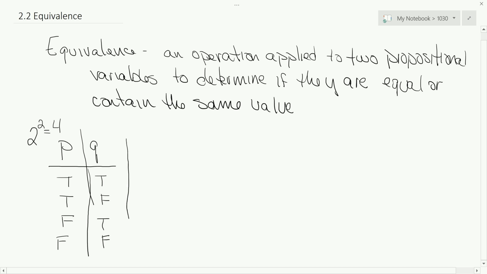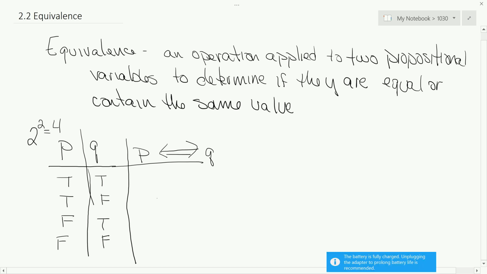The third column is going to be the output of the operation that I'm going to perform. So what we're going to do is we're going to see if P and Q are equivalent. The symbol that we use is the equal sign with arrows pointed in both directions. Now, the idea is to determine if the P and Q contain the exact same value.